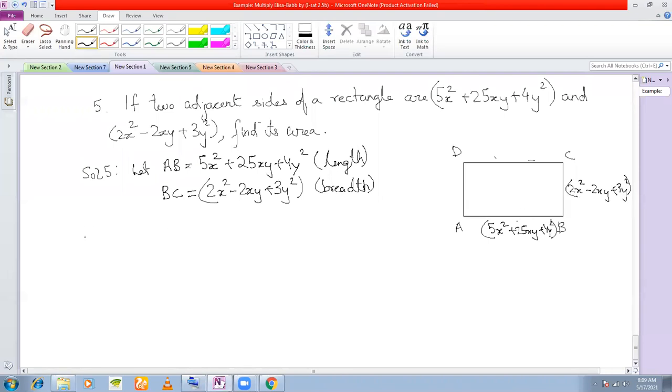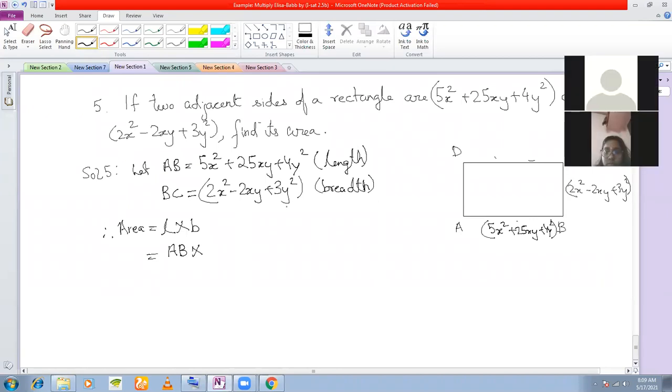Okay, so you have to find out the area. So therefore, area must be equal to length into breadth, right? You multiply these two expressions. What is the length? Length is AB. And what is the breadth? Breadth is BC.